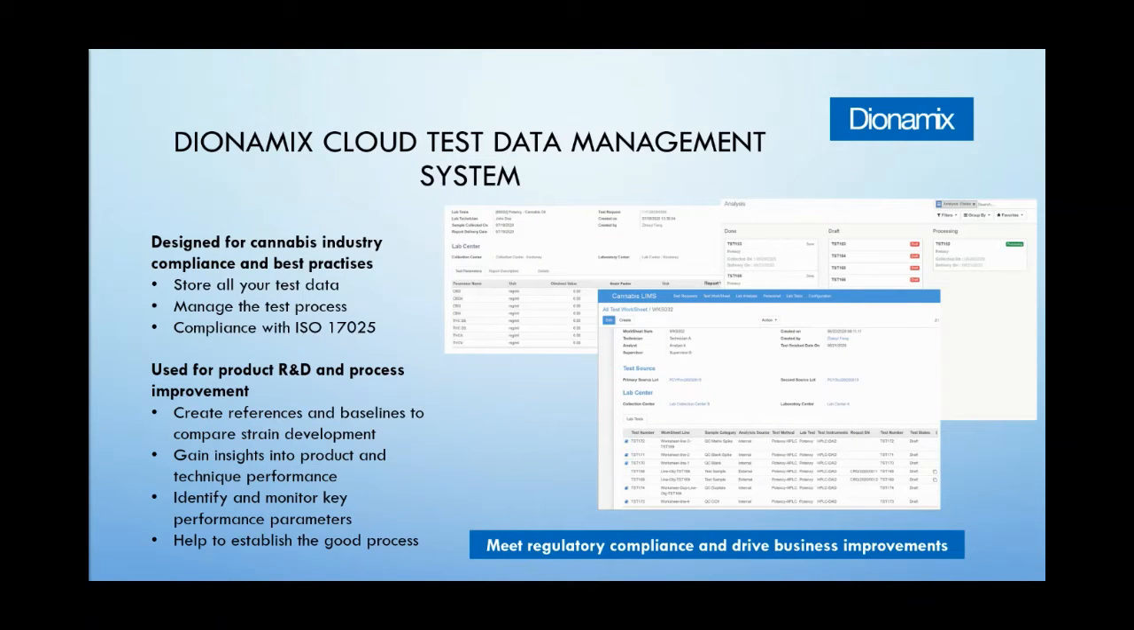Having a data management system will simplify and take the hassle out of managing all the data and compliance requirements. It can also be a tool to better understand the strain and technique. By retaining and comparing key performance data, you can expose adjustments and technique improvements to help grow your business.